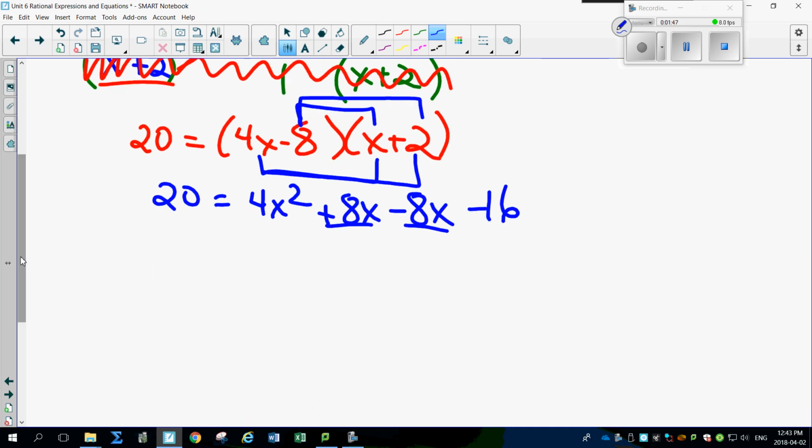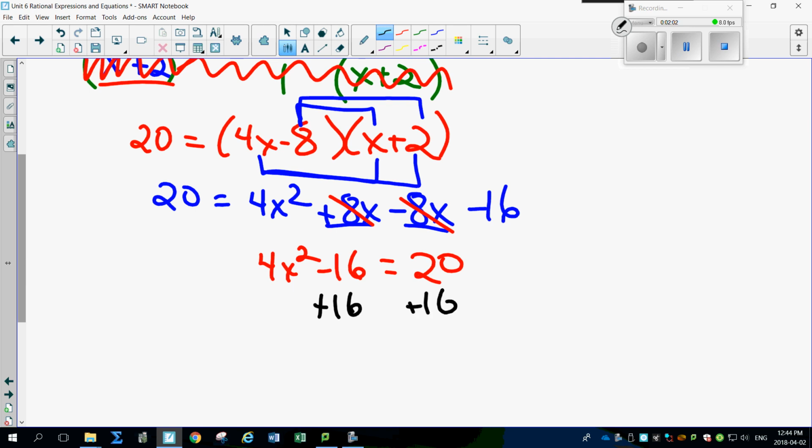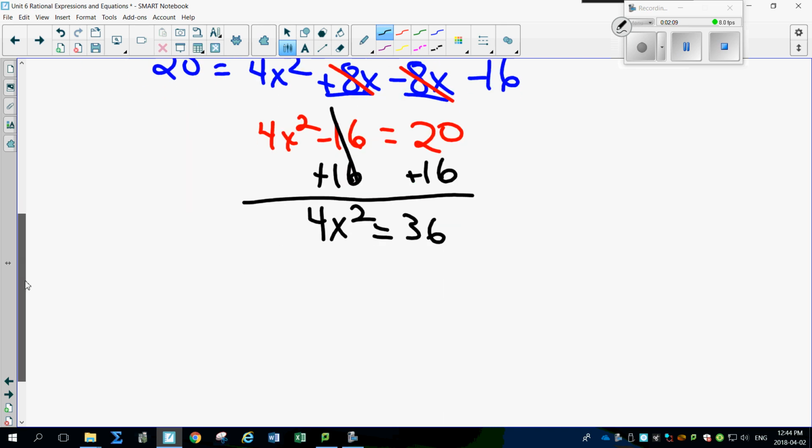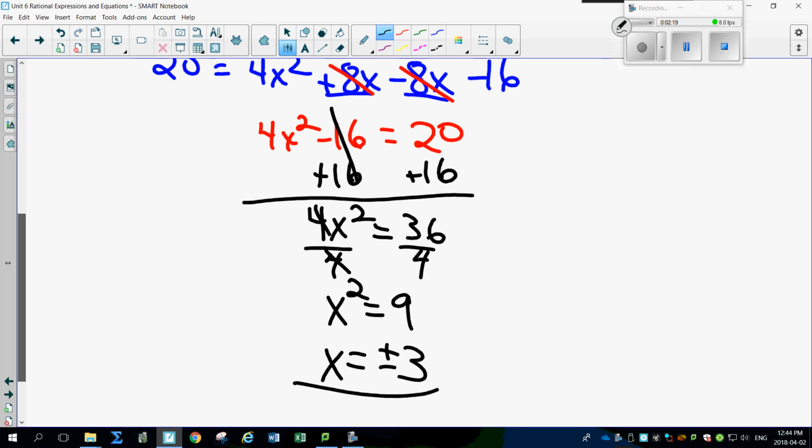Beautiful. So let's start cleaning this up. Like I said, the 8x's are gone. This leaves you 4x squared minus 16 equals 20. Well, solving this is a walk in the park. Add 16 to both sides. Look what you get. That cancels, leaving you 4x squared equals 36. Now divide by 4, divide by 4. The rest is simple algebra. x squared equals 9. Square root, don't forget, yes, plus or minus. So your answer is plus or minus 3.